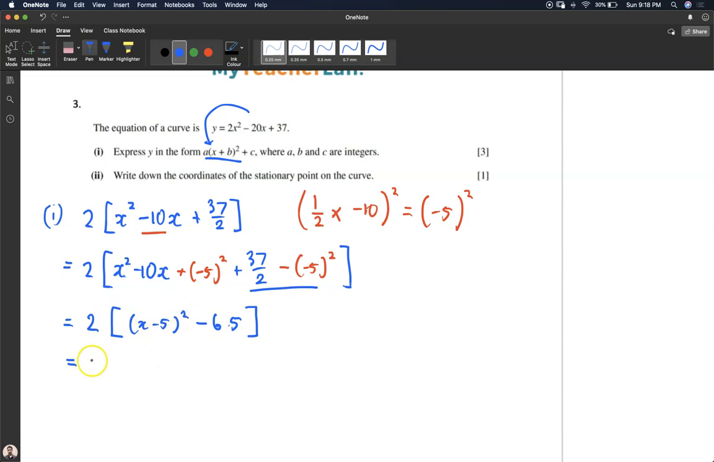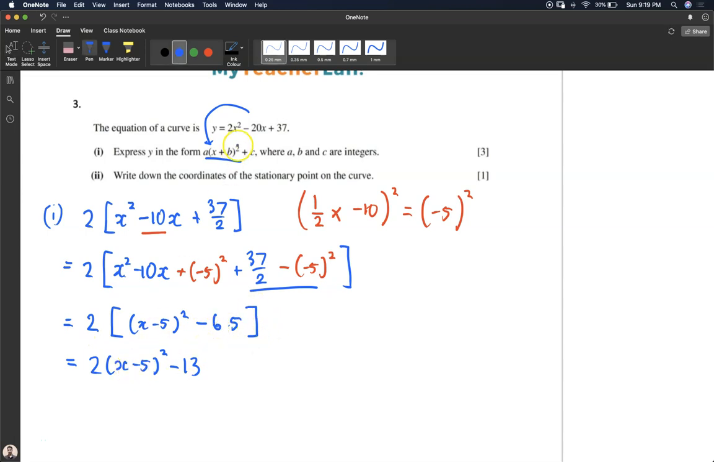Open up the square bracket. Okay, you multiply this in, and this 2 must multiply this. So you get -13. Common mistake is to forget the multiplication of 2 here, which is the reason why I'm using a square bracket, to make sure I remember to do the multiplication of the constant.